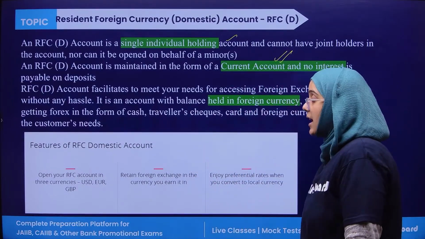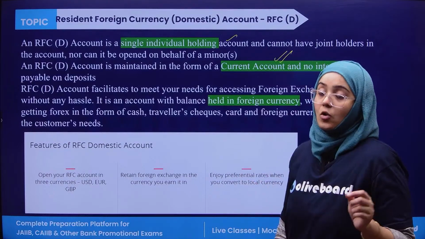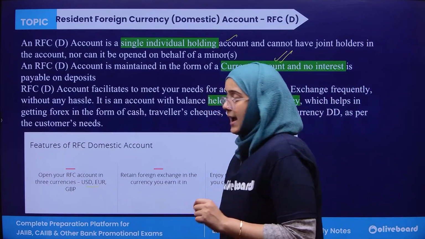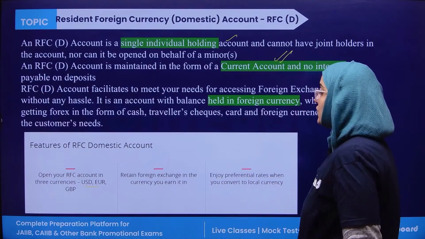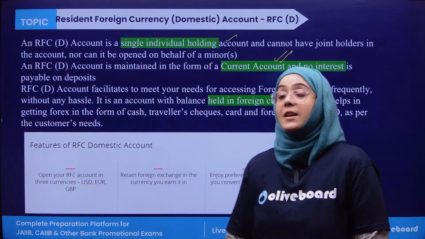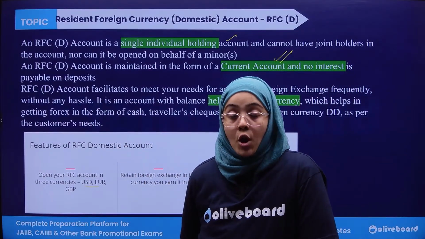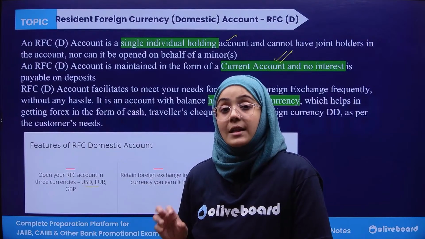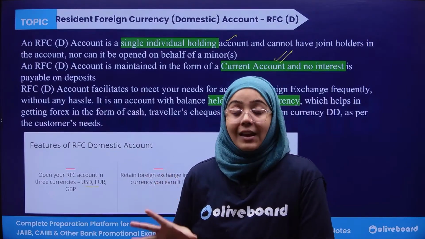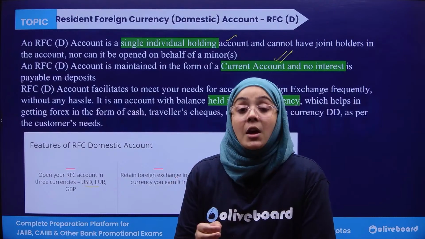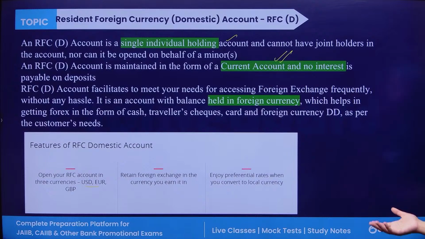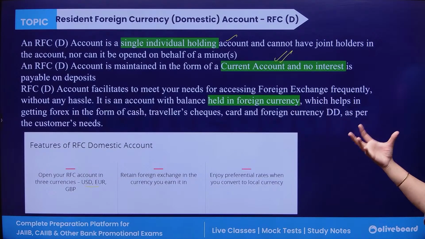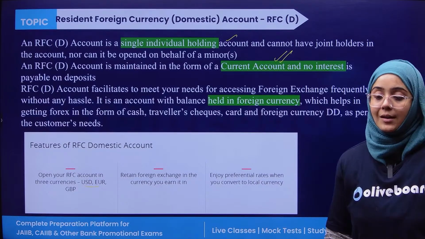Now, the features of the RFCD account. You can open this account in three different currencies, like USD, Euro, and the global currency. Third, you can retain the foreign exchange in the currency you earn it. Whatever the currency, for example, if you have earned in euro, you can retain the balance in this account in euro, in the foreign currency itself. This is the main feature of this account. Lastly, you can enjoy a good convertible rate if you are converting that currency into Indian currency. So this is the resident foreign currency account.